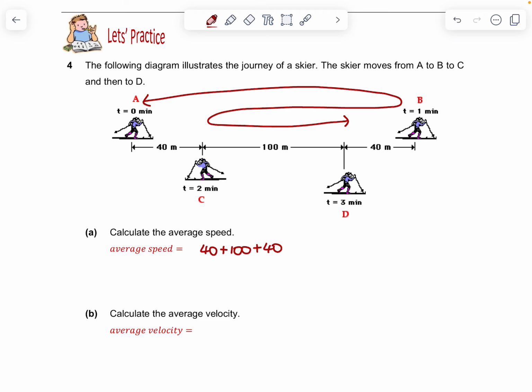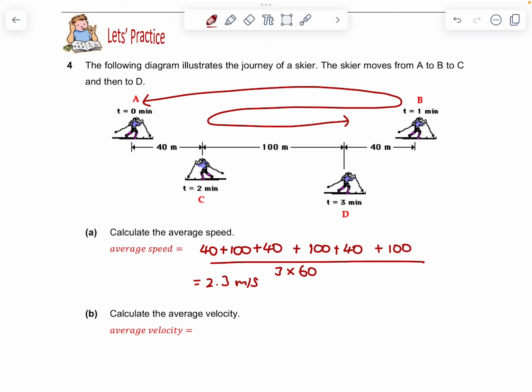Okay, so that is from A to B, plus from B to C, it's 100 plus 40. For C to D is another 100. And the total time taken was 3 times 60 seconds. You need to convert the minutes to seconds, and you get 2.3 meters per second.